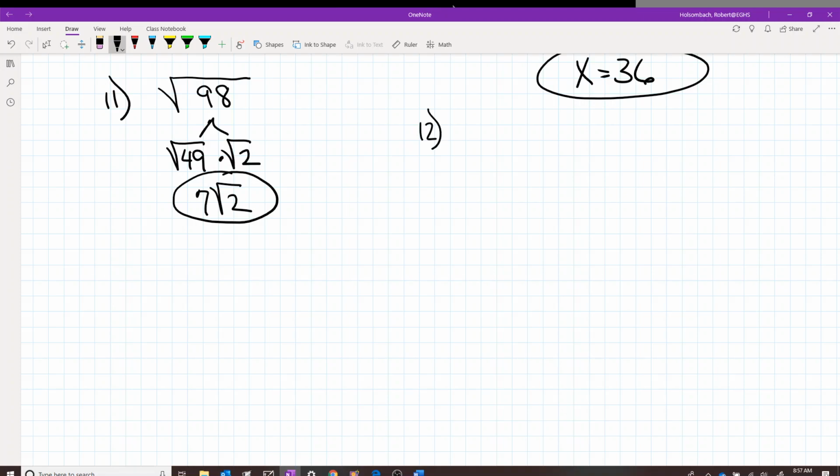Number 12 asks you to simplify the square root of 700. The largest perfect square that goes into 700 evenly is 100. So the square root of 100 times the square root of 7. 100's a perfect square, so this simplifies to 10 radical 7.